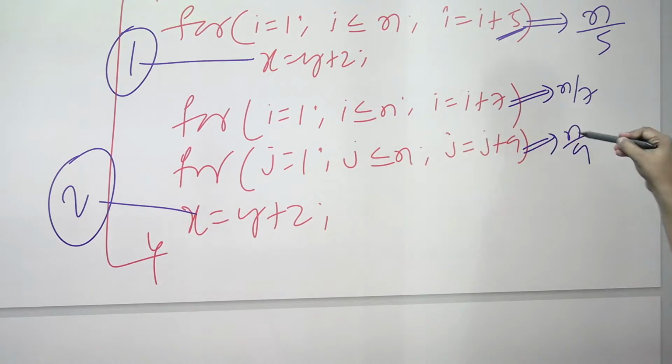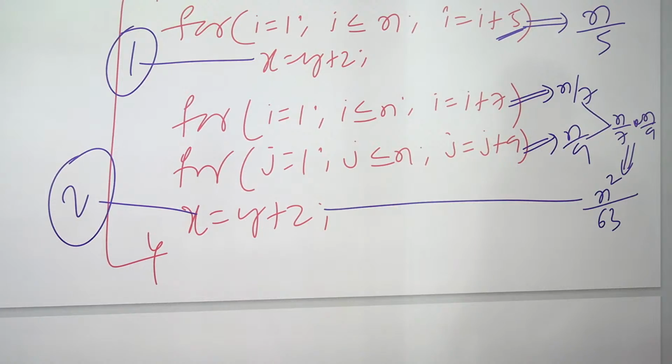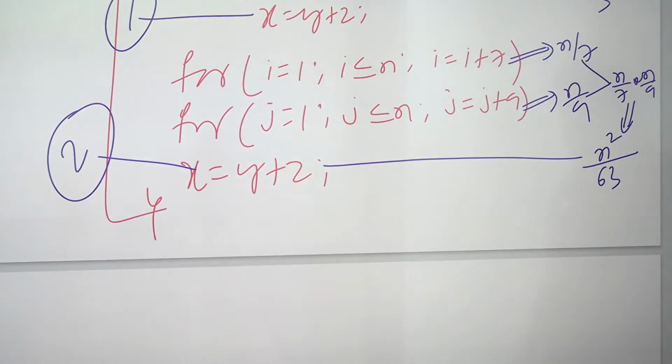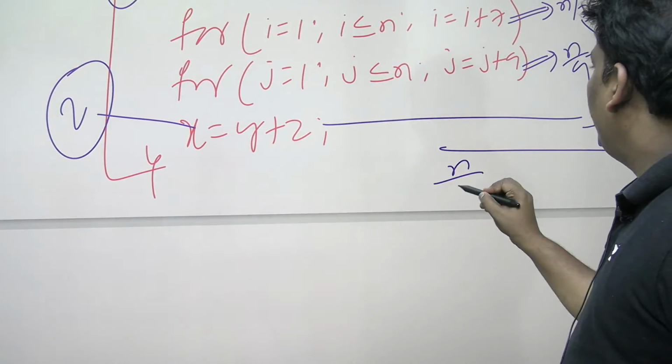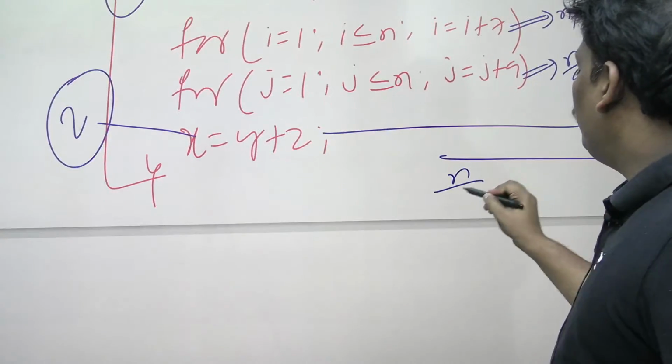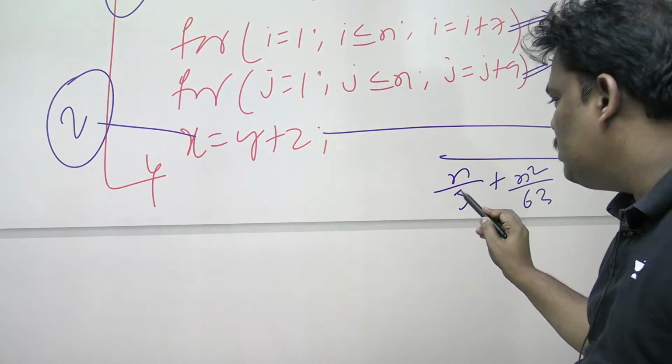So the j loop is n by 9, both combined, n by 7 into n by 9. Because of inner loops, you have to multiply. So it is n square by 63. So the second statement will execute n square by 63 times. The first loop will execute n by 5. Now the total is n by 5 plus n square by 63. This is the total. Forget about constants.